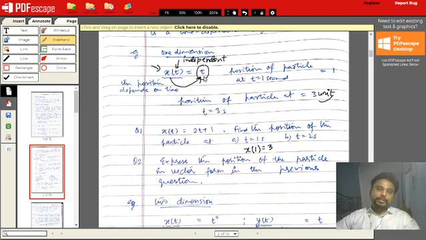Now let's say we put the value of t equal to 2 seconds. So we put 2 seconds here. We would get 2 into 2, that is 4, plus 1. So that's the position of the particle at 2 seconds. That's 5.